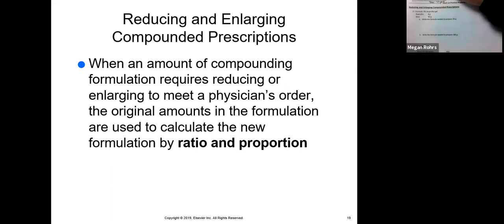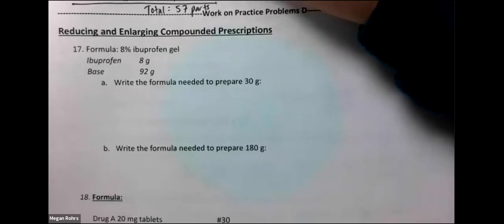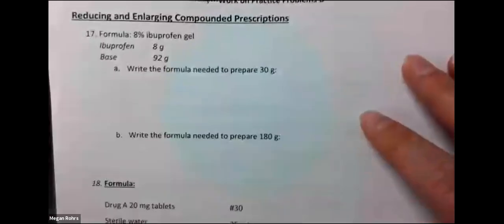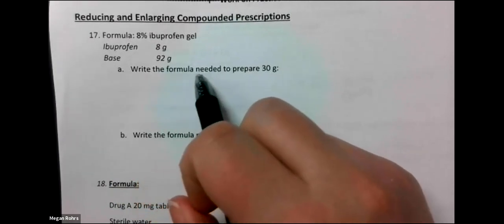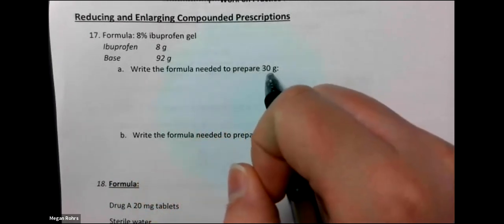We can do this by using ratio and proportion. So let's take a look at these last examples on the lecture worksheet here. This first one, we have a formula for an 8% ibuprofen gel. We need 8 grams of ibuprofen and 92 grams of base. We now need to write a new formula to make 30 grams.